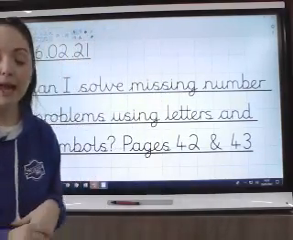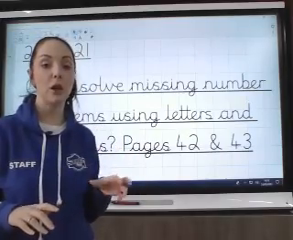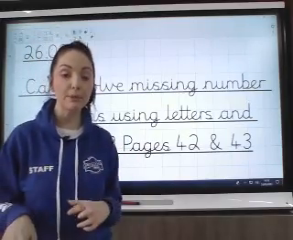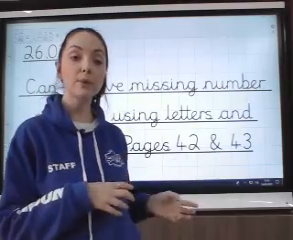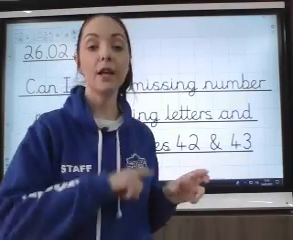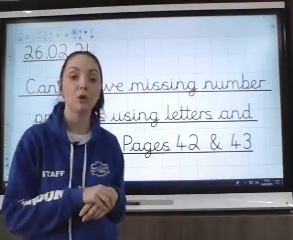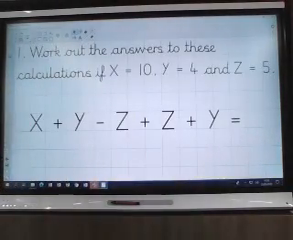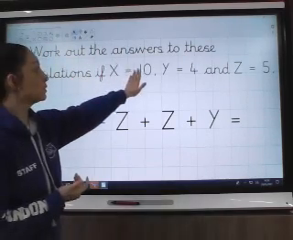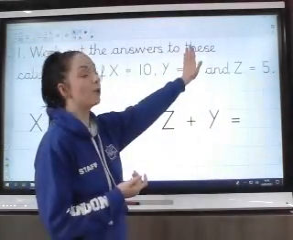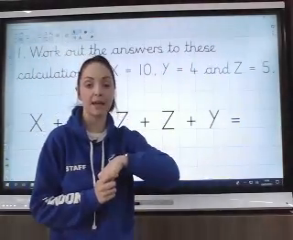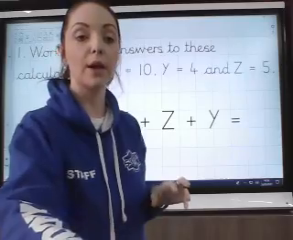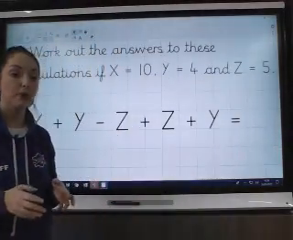I have got some similar questions on my board. They're not the same as the ones in your book. I'm going to show you how to work them out. I'm going to model it, and then you can apply that to your work in your book. So let's have a look then. It says, work out the answers to these calculations if X equals 10, Y equals 4, and Z equals 5. You've got a very similar question, but you've got different numbers.